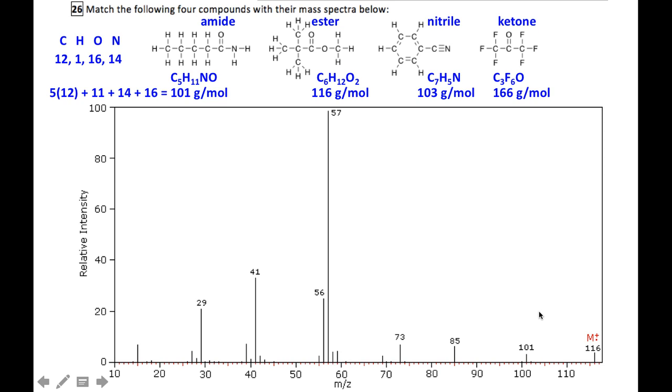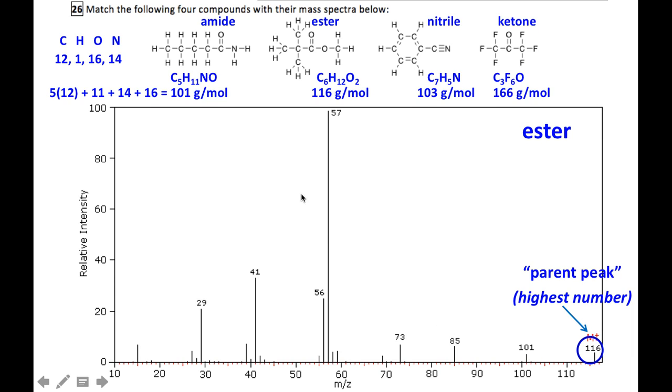The most important peak to look at for molecules is the one all the way to the right. That's the parent peak. It's the highest number, and it's usually going to correspond to the molar mass of that compound. So this is easy. 116, that corresponds to the ester, so this must be the ester. But what's going on with these other peaks?